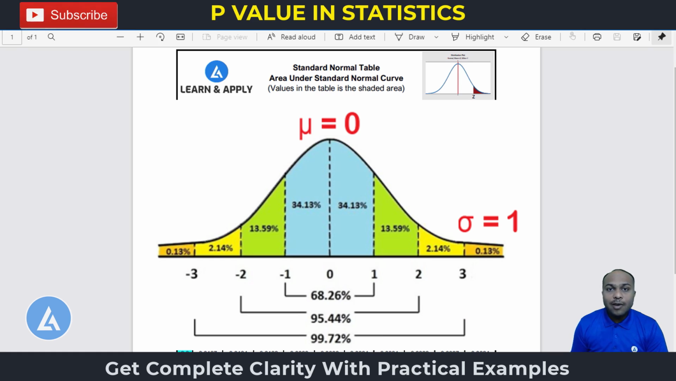Before calculating the p-value of the upper tail test in Minitab, we need to understand the property of the normal distribution.